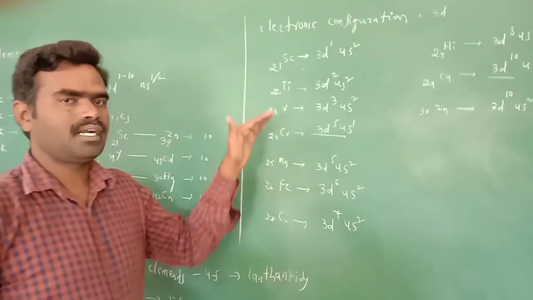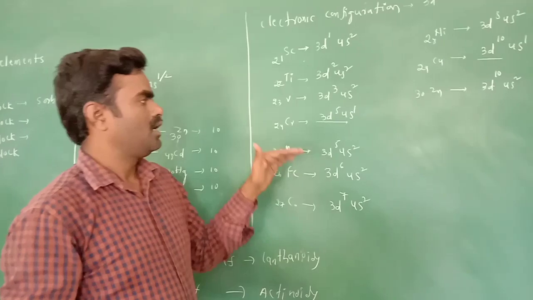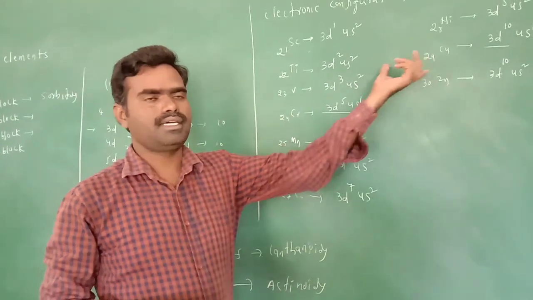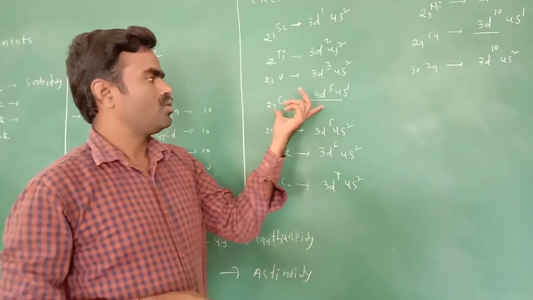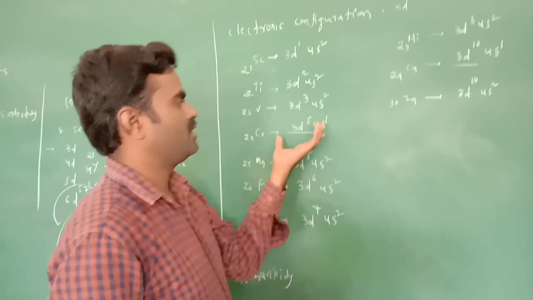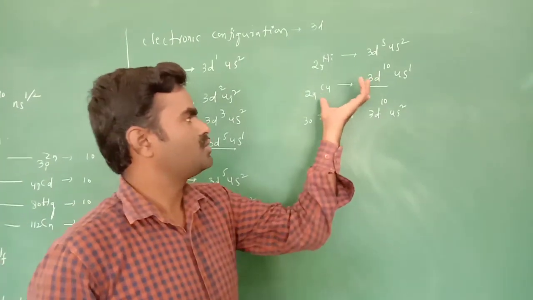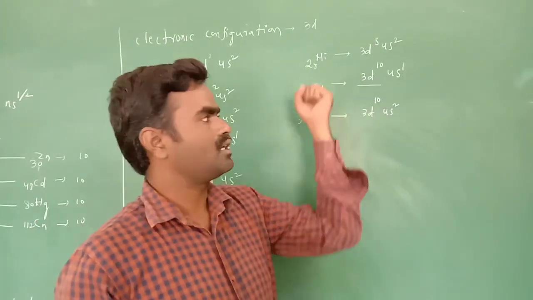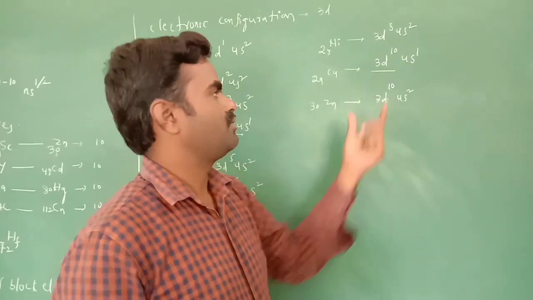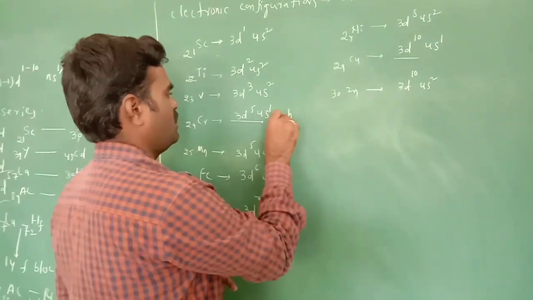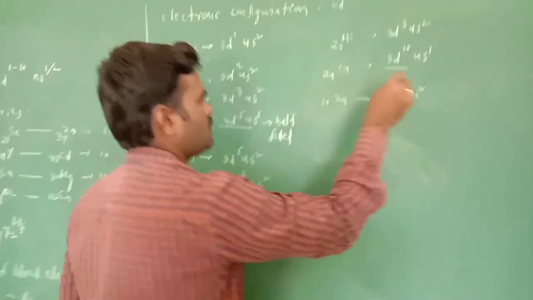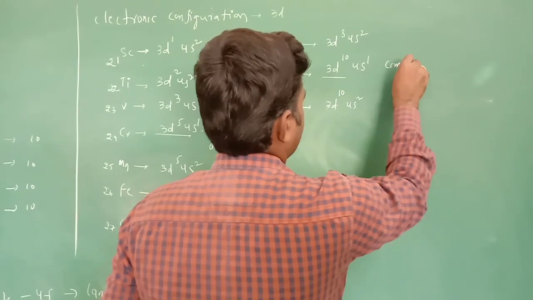Okay, this is the general electronic configuration of D block elements. The anomalous electron configuration is the exceptional configuration for chromium and copper. The reason: chromium attains the half-filled electron configuration in 3d5 and 4s1, and copper, by transferring an electron from the s orbital to the d orbital, attains the completely filled electron configuration. This is half-filled, and this is completely filled.